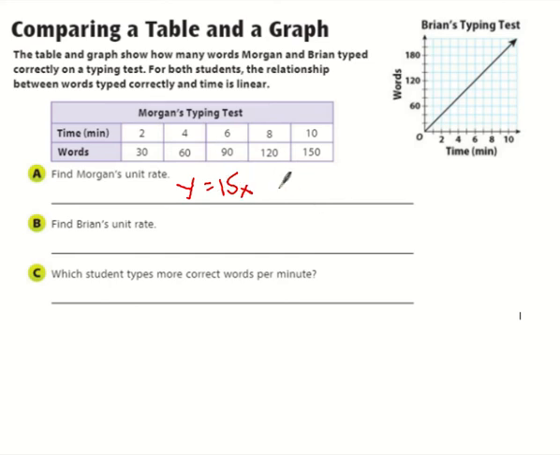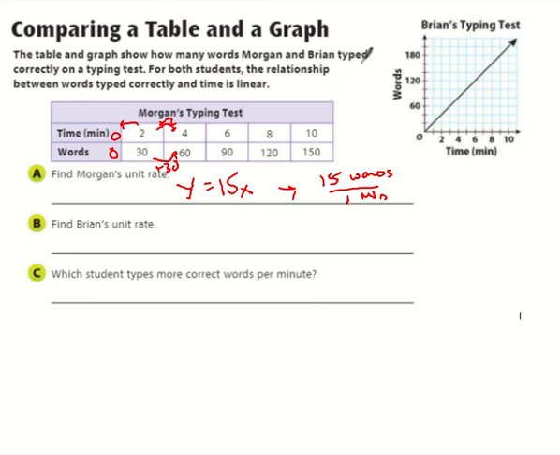So that means that Morgan is typing 15 words per 1 minute. That's his unit rate. I also could use my rate of change. If we went up 30 and I went up 2, I can go down 2. I went up 30 over 2. 30 over 2 is 15. And if I go down 2 and I go down 30, I'll get to 0, 0. So there's no y-intercept, which we already know because at 0 minutes of a test, you haven't started typing.